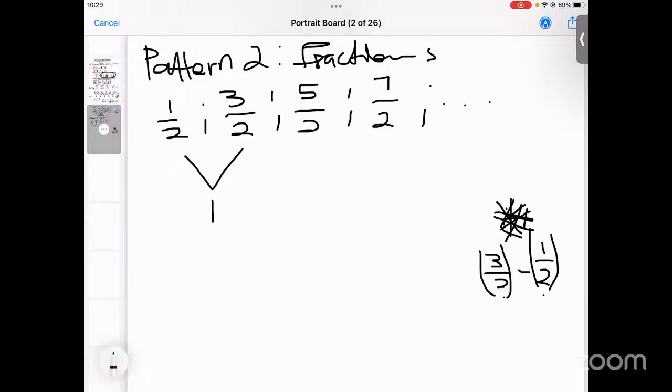Then the next one, 5/2 minus 3/2. Yes, it still gives me 1. What about 7/2 minus 5/2? Yes, it gives me 1. So can you see, I now have that common difference, honorable member.